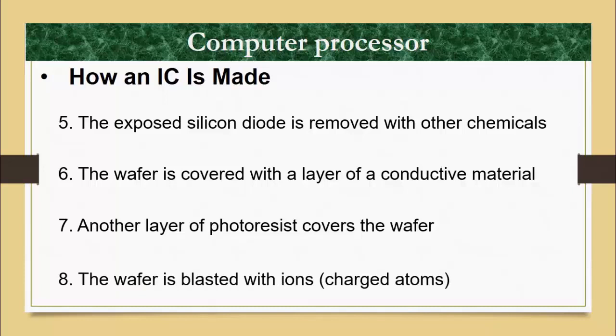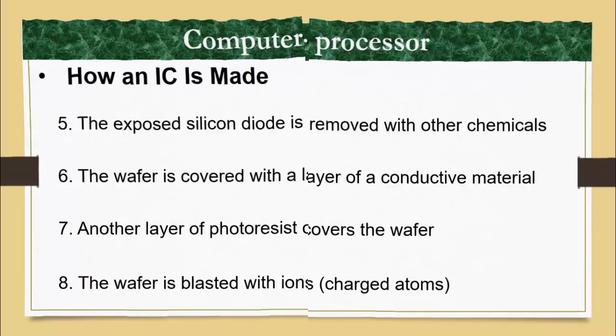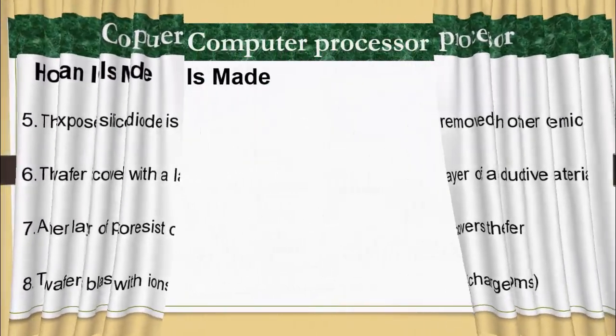Okay, students, let's go ahead. The next one, the eighth step, is that the wafer is blasted with ions, a process called doping, which changes the exposed areas of the wafer to either conductors or insulators. Conductors and insulators, I'm sure you are familiar with them.